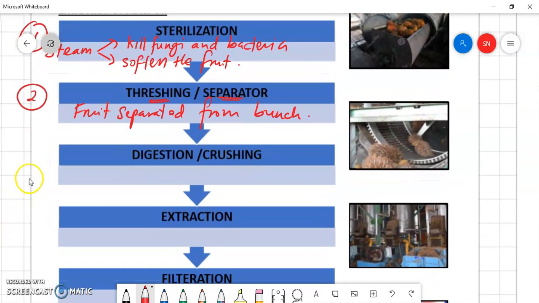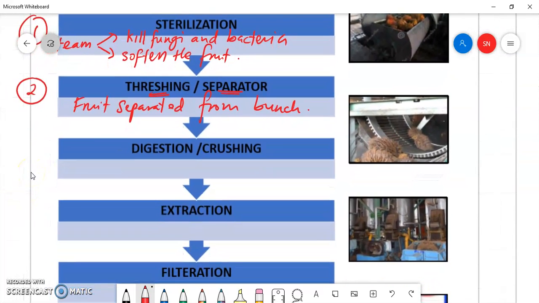Then we move to the third step. Now the third step is called digestion, or crushing. This is where the fruit is crushed, basically in what we call a digesting machine. And in this step, there is actually some palm oil already produced. In the digestion step itself, some oil is produced.